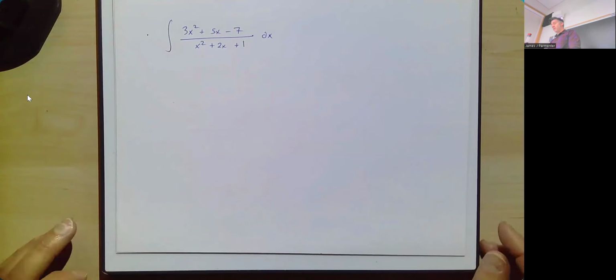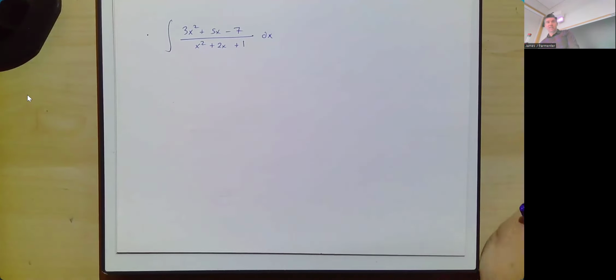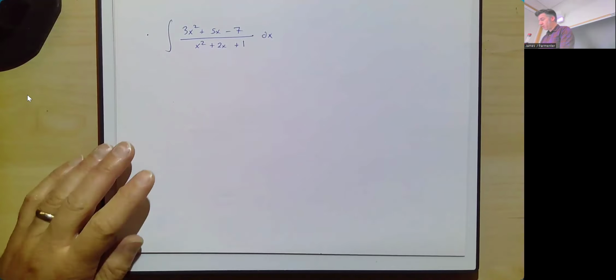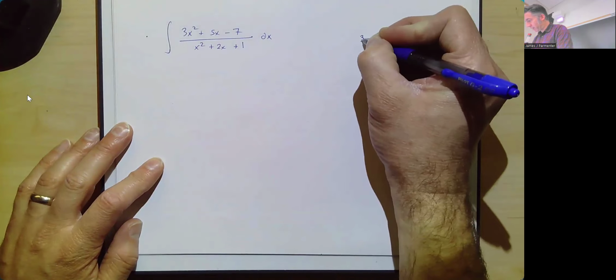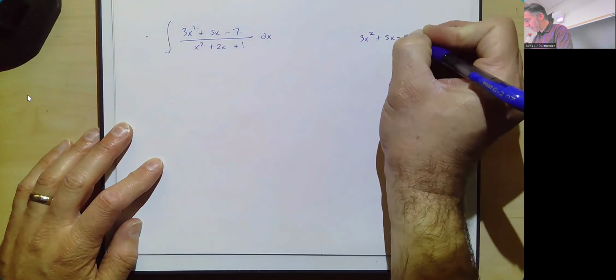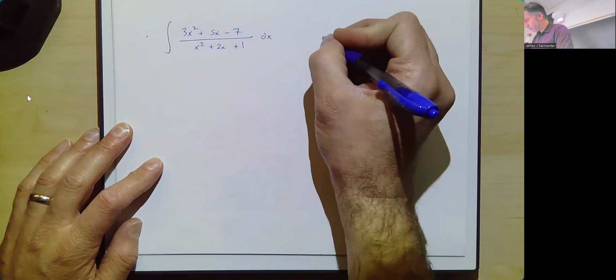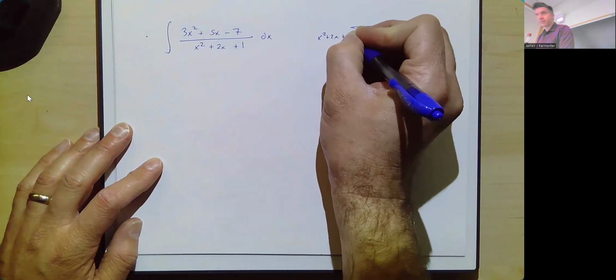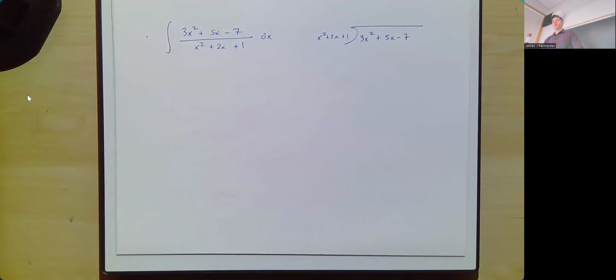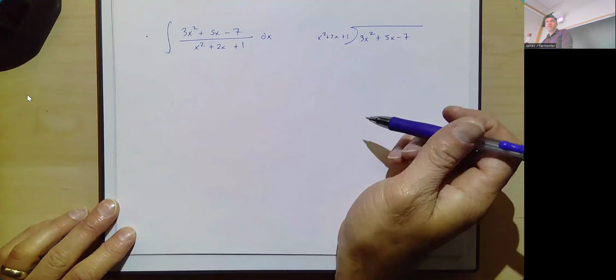If it doesn't look like there's a likely u substitution, which it really doesn't here, letting u equal the bottom is not going to help me out. And the degree on top is bigger than or equal to the degree on the bottom, so we can try polynomial long division. Here, we're going to do 3x squared plus 5x minus 7 divided by x squared plus 2x plus 1. This is going to be relatively straightforward in that it's only going to be one step.